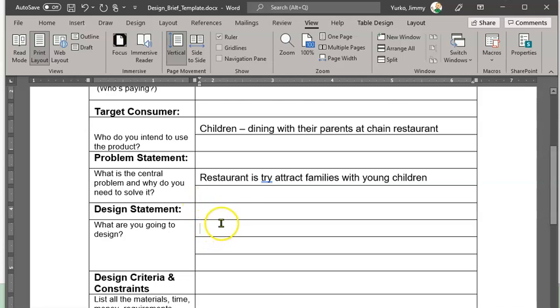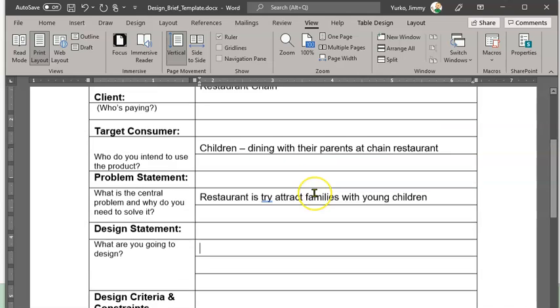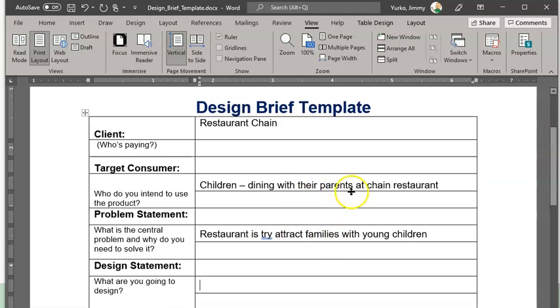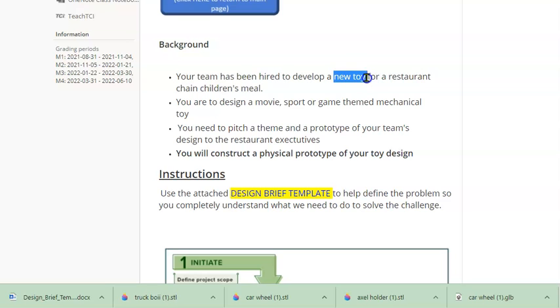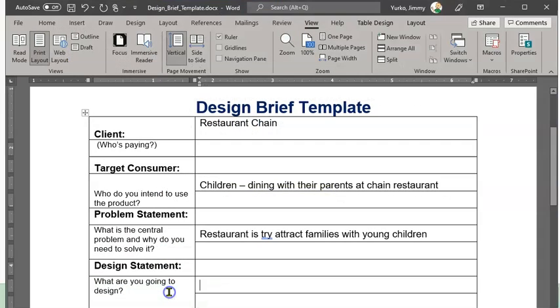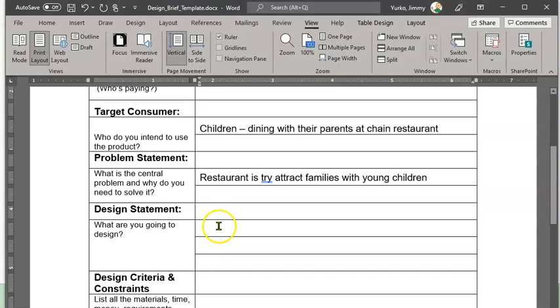So what are we trying to design? Well, we're trying to design a toy for a children's meal. I mean, that's what it says here. That's what we've been hired to do. So we're going to design a toy for a children's meal. And if we don't do that, we haven't solved this problem. We're not going to meet the requirements of our customers.